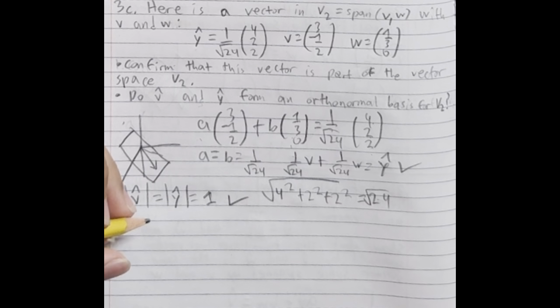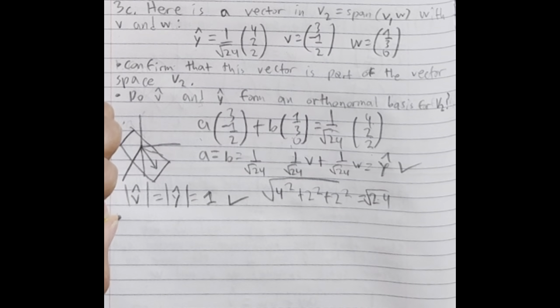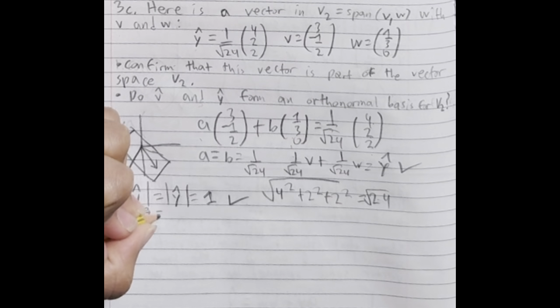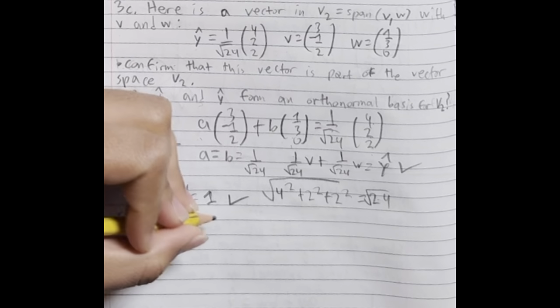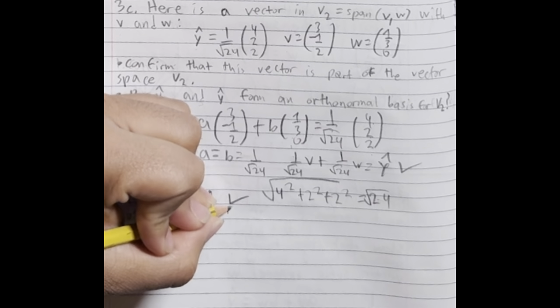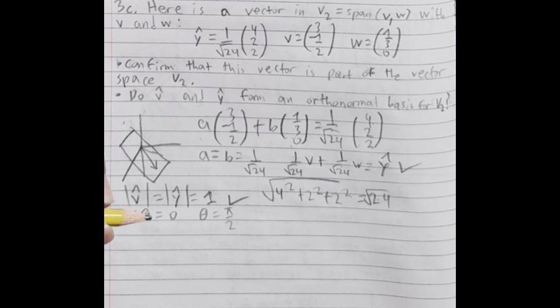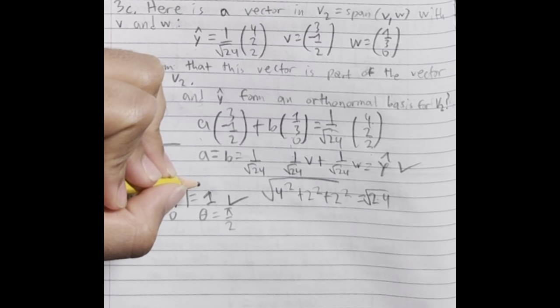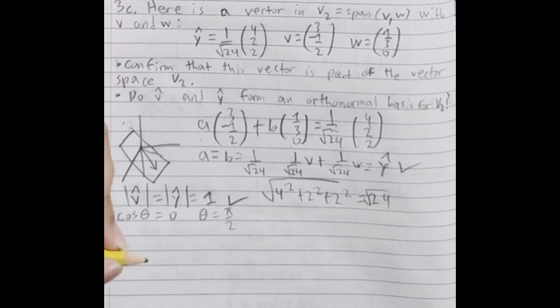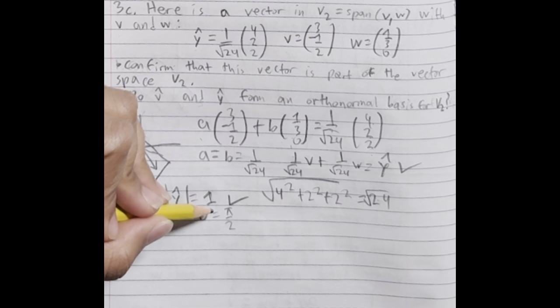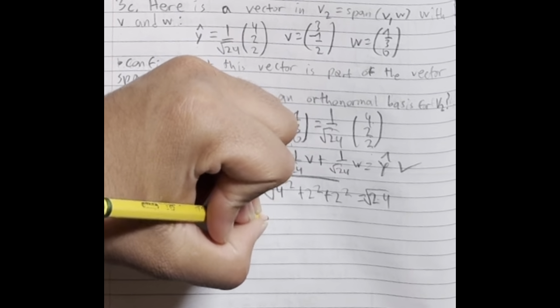Now, for the second condition, we need to prove that these are perpendicular. They're perpendicular when the angle between them, cosine theta, equals 0, which means that theta must equal 90 degrees. And so we can see if this is true by multiplying each of the components together, and if they sum to 0, that means the angle between them will be pi over 2, and therefore we can say that these vectors are orthonormal. So let's see if that's true.